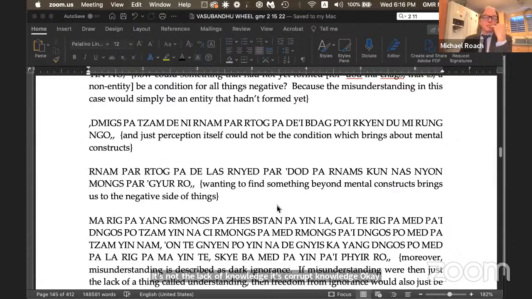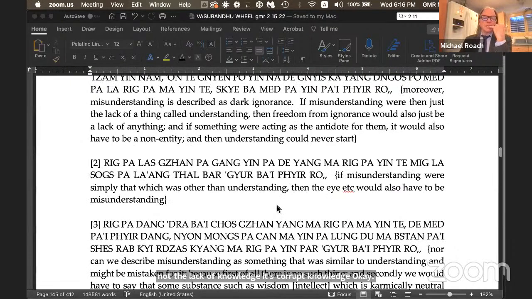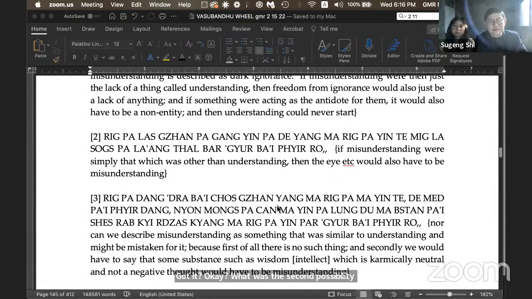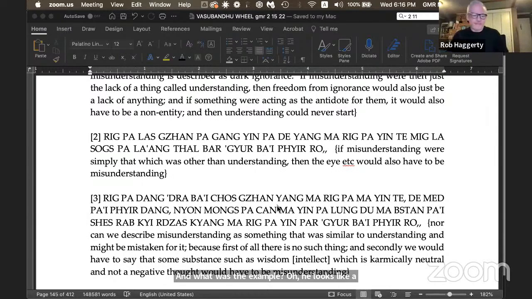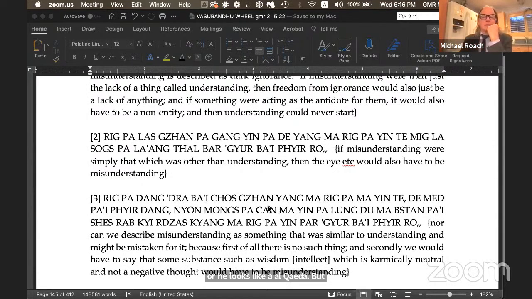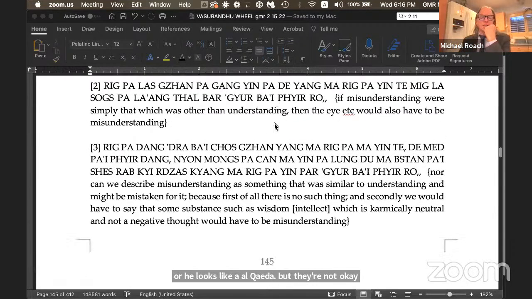What was the second possibility we had? The otherness. And what was the example? He looks like a Brahmin, or he looks like a child, but they're not. There's something different than that. They are a non-child or a non-Brahmin. They are someone who might be mistaken for a Brahmin, but they're not.